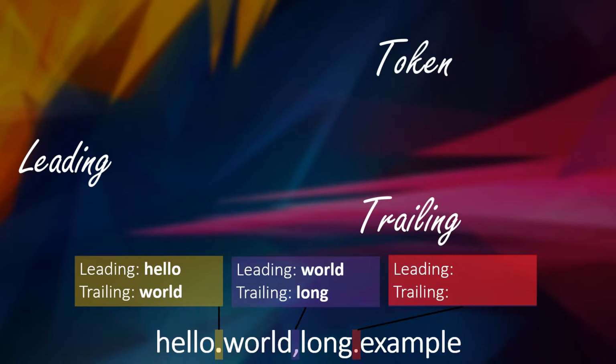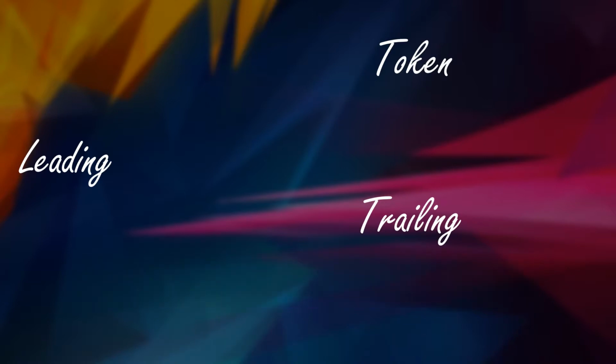Alright then, let's just look at that last token. This token has the leading of long as well, since it's sharing the same piece of text here. And for the trailing, it's just example. And of course, there is no token after it, so it just goes to the end.